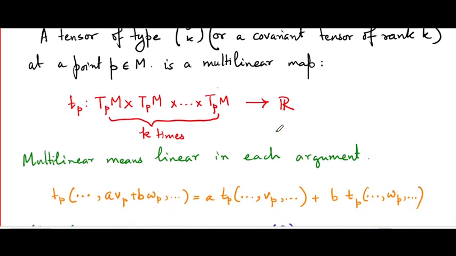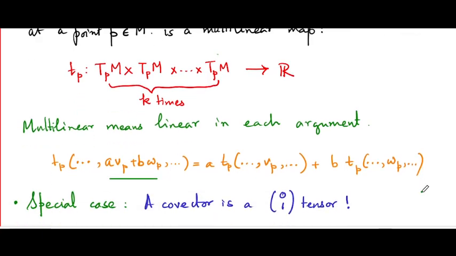What that means is when Tp gets to act on a bunch of k vectors, one from each of the TPMs, and if one of those vectors has been written down as a linear combination, A VP plus B WP, where VP and WP are members of TPM, actually vectors stuck to the point P, and A and B are real numbers, then the number you get as a result is basically A times Tp acting on VP, where all the other arguments stay the same, whatever were here and here, plus B times Tp acting on WP with all the other arguments the same.